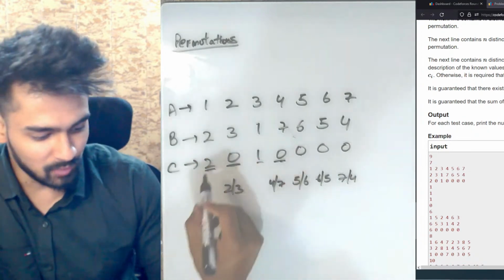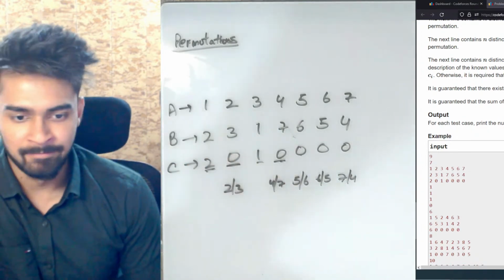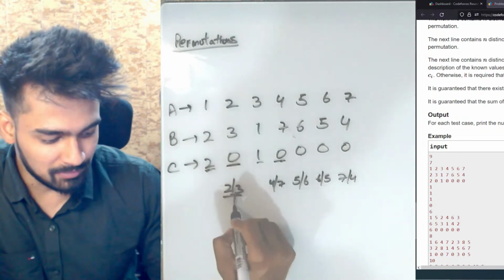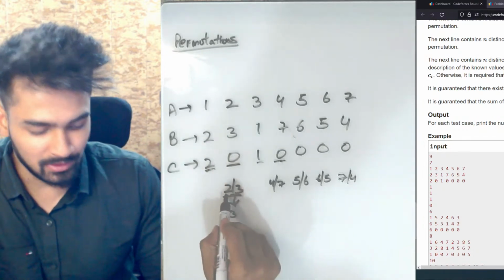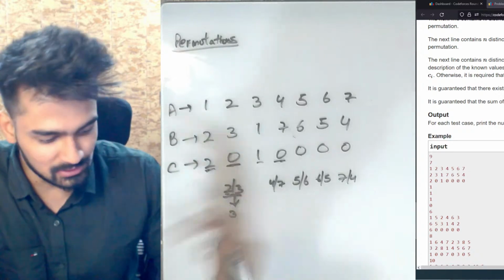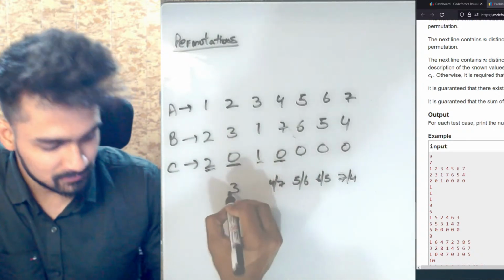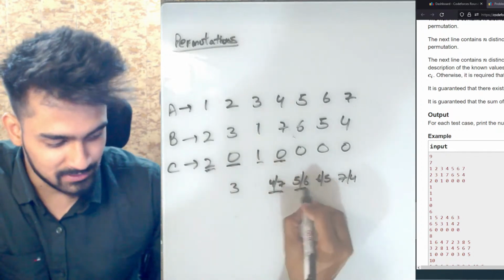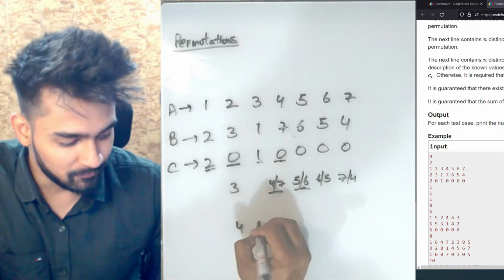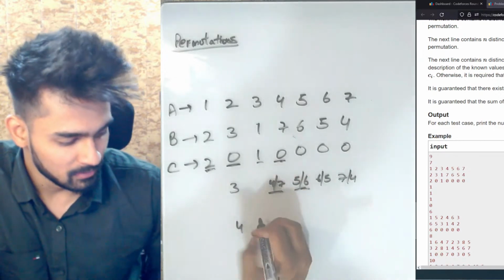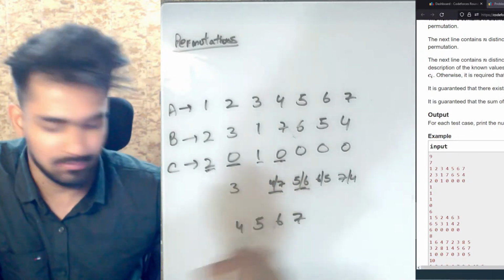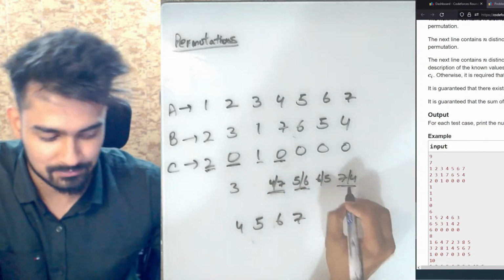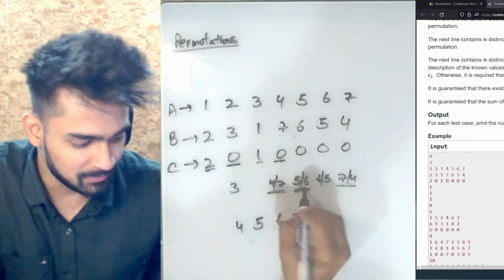Now, if you see, we already have a 2 in this permutation. Since we already have a 2 in this permutation, this value will be 3, because we cannot have another 2 here. So this is fixed now. We have a 3 here. But the left values are 4, 5, 6, and 7. And 4, 7 is present either here or here. Similarly, 5, 6 is either present here or here.